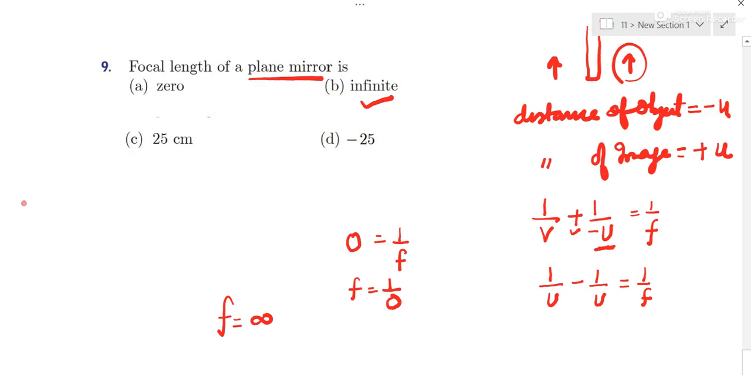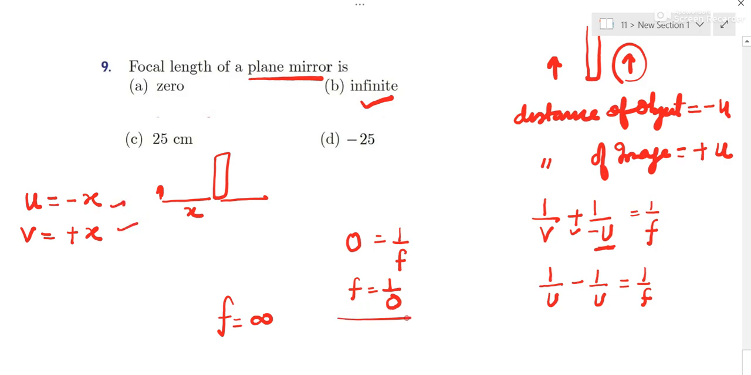I just mean to say distance of the object is minus x and distance of the image is plus x for a plane mirror. Object distance is always equal to image distance. So when you substitute, you will get this type of situation, which means the focal length of a plane mirror is infinite.